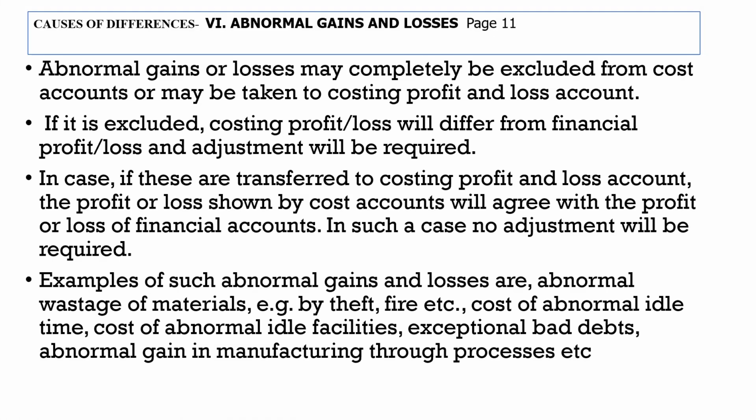The next one is abnormal gains or losses. Abnormal gains or losses may be completely excluded from the cost accounts, or may be taken to the costing profit and loss account. If they are excluded, costing profit will differ from financial profit, and adjustments will be required. If they are transferred to the costing profit and loss account, then the profit or loss shown by the cost accounts will agree with the profit or loss of the financial accounts. In such a case, no adjustment will be required. Abnormal losses are an example of such items.